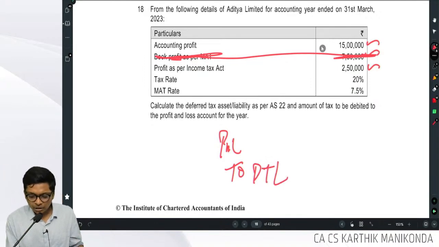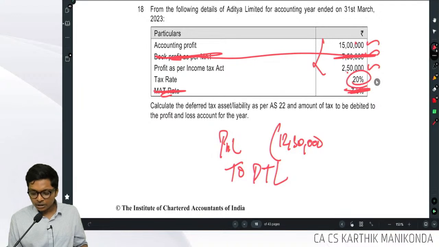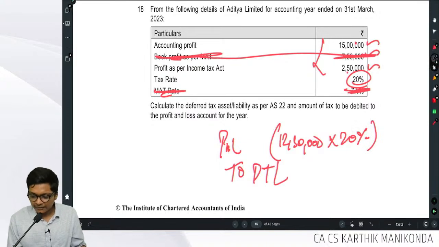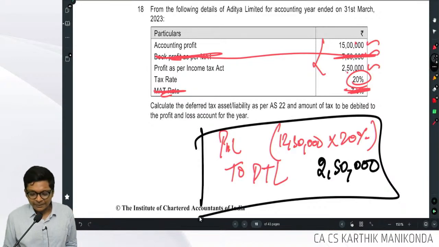To what extent? What's the difference? 15 lakhs minus 2.5 lakhs, what's the difference, guys? 12 lakh 50,000 into, don't see the MAT rate. What's the tax rate? 20%. So 12 lakh 50,000 into 20% will give me an answer of 2 lakh 50,000. So my answer is P&L account to deferred tax liability 2 lakh 50.